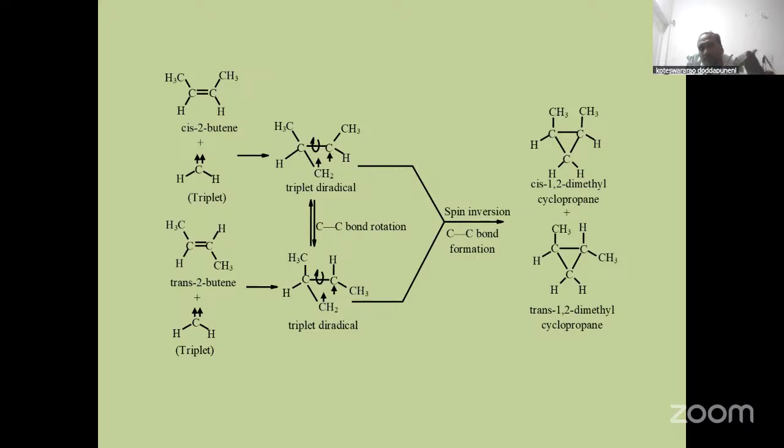Similarly, that happens in the case of trans-2-butene also. The resulting product is the cis product and trans product in a 1:1 ratio. Whether the starting material is cis-2-butene, trans-2-butene, or a mix of these two, it gives an equal ratio of the products.